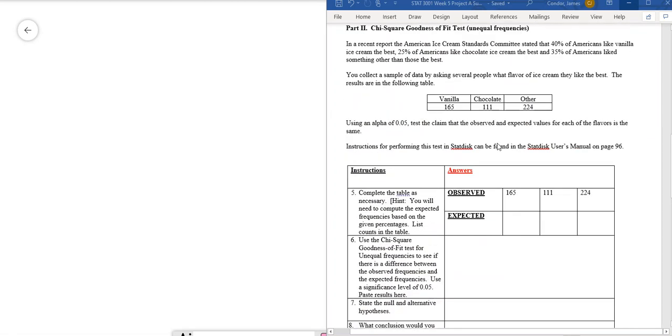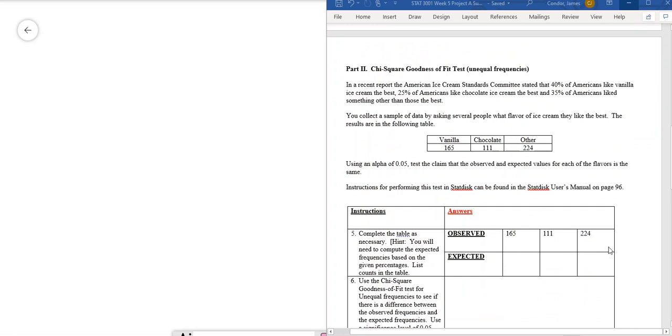Now, for these three, I got to add these three up and see how many people total. And again, I'm not going to do the whole problem for you. I'm just going to show you, get this going. So I'm going to take 165 plus 111 plus 224. That's 500. So I have a total of 500.